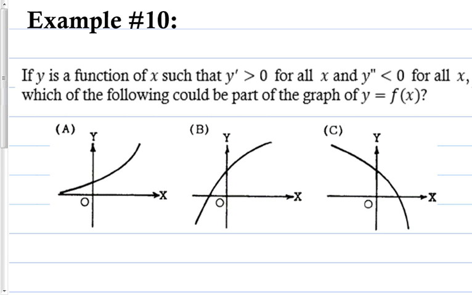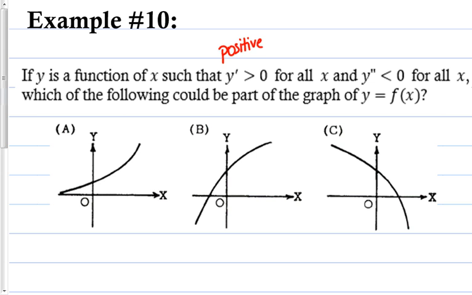All right. Last but not least, example 10. Same idea, kind of. If y is a function of x such that y prime is greater than 0 for all x and y double prime is less than 0 for all x, which of the following could be part of the graph of y equals f of x? Okay, so we're looking for the original function, and what they did is they told us information about the derivatives.